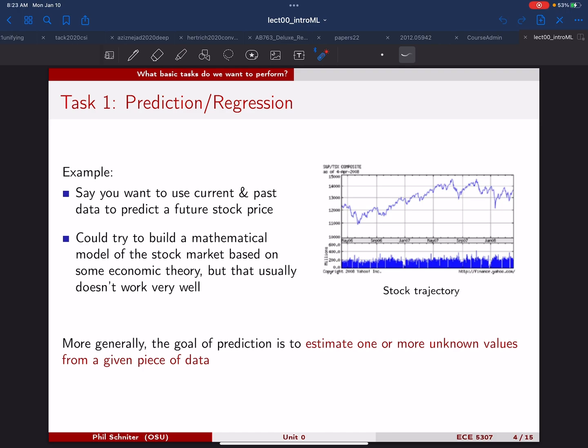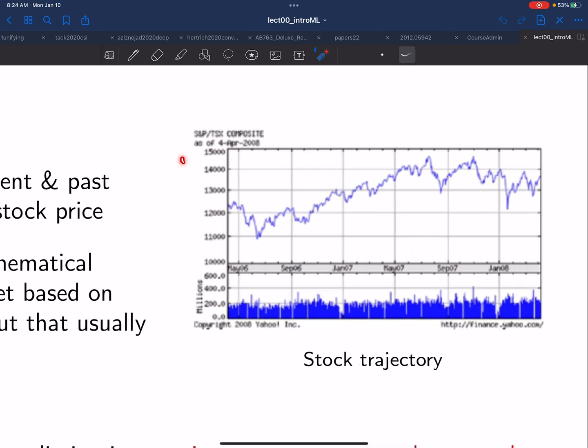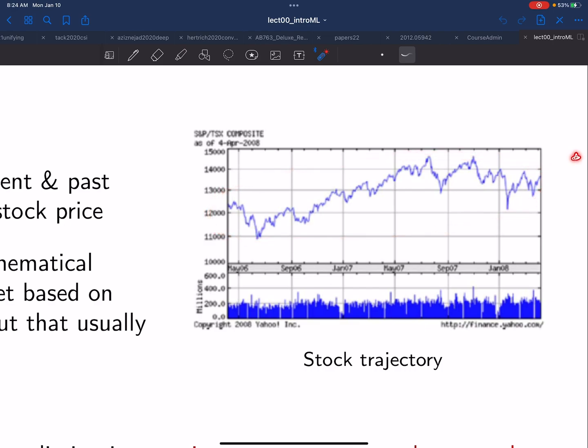Machine learning gives us a new way. But overall, the task is to estimate one or more unknown values from a given piece of data. So this data we're talking about could be very heterogeneous. It could be, for example, so this picture is showing stock price versus time. And so maybe I'm trying to predict what's going to happen here. So I could use all these previous prices to predict some future price.